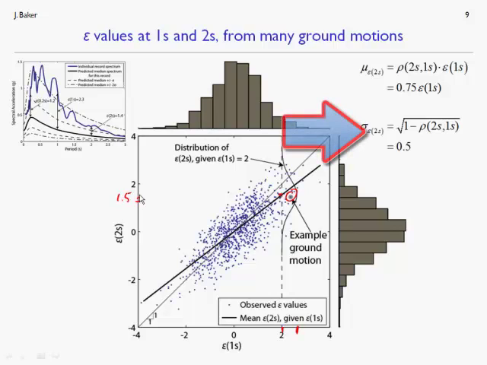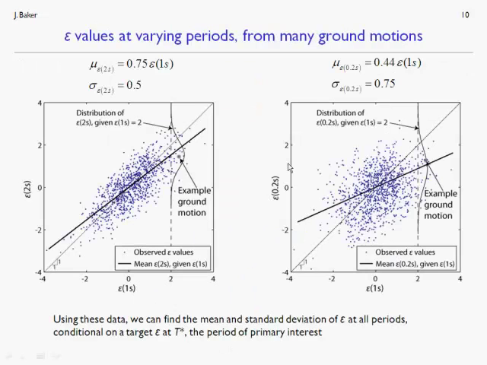And similarly, we can do a calculation of the standard deviation, which would tell us how wide our variability is in terms of epsilon values at 2 seconds, given a specific value of epsilon at 1 second. In this case, that standard deviation would be 0.5. We would have reduced the uncertainty relative to the original distribution of the epsilons at 2 seconds.